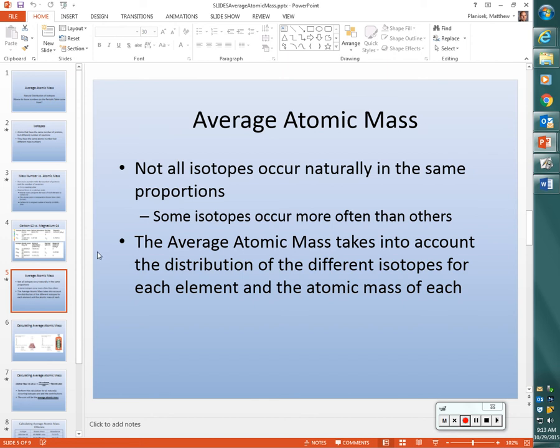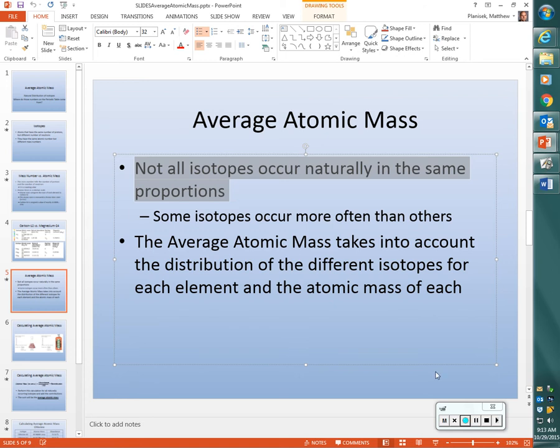So, I think this is where we left off yesterday, right? That not all isotopes occur naturally in the same proportions. Some isotopes occur more often than others. The average atomic mass takes into account that distribution.